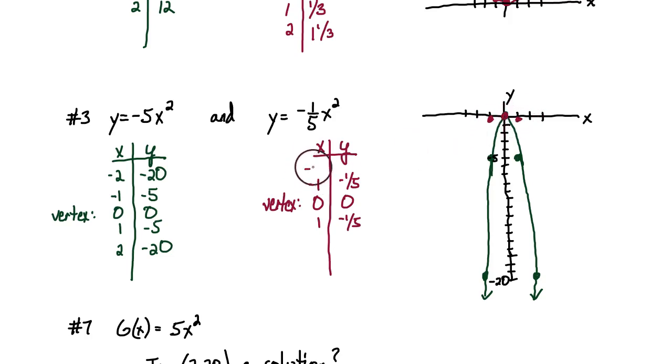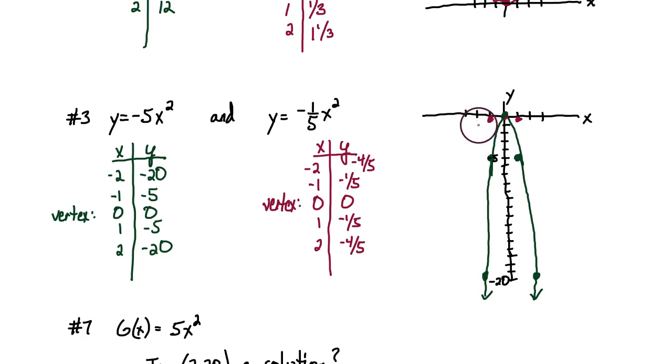Okay, now let's choose negative 2 for x and positive 2 for x and evaluate. Negative 2 squared is 4, and negative 1/5 times 4 is negative 4/5. And this one would also be negative 4/5 because they are mirror images. Remember that idea about being symmetric with respect to the y-axis. So go to negative 2 on the x-axis and go down 4/5.